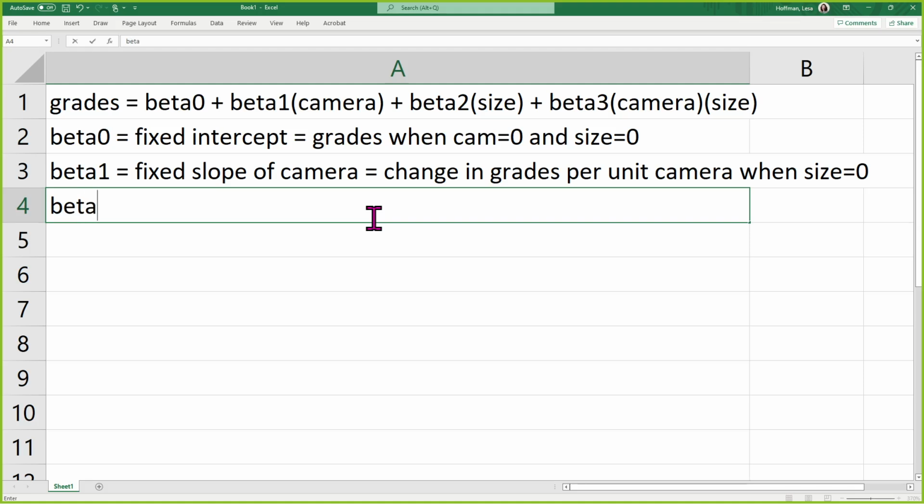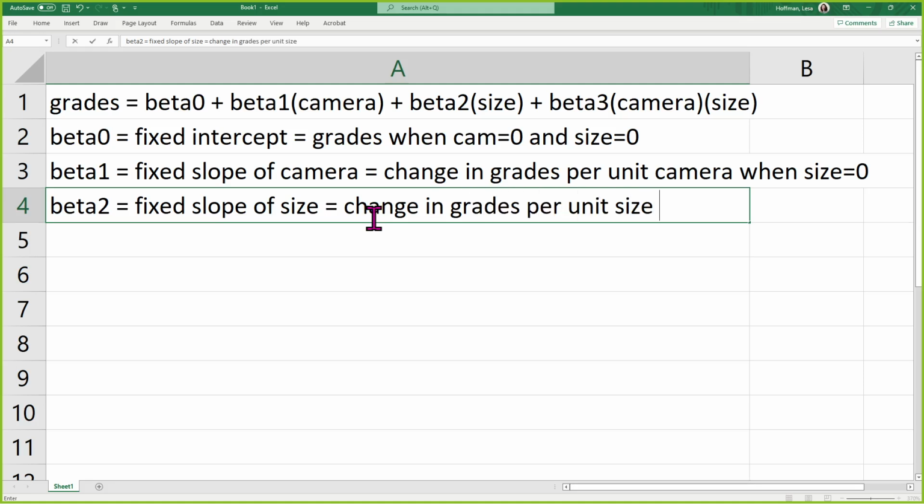Okay, next up, beta 2. Fixed slope of size. Same thing, change in grades per unit size. What's the end of my sentence? When cam is 0, yeah. Same idea. So those are both conditional because they're part of an interaction term.